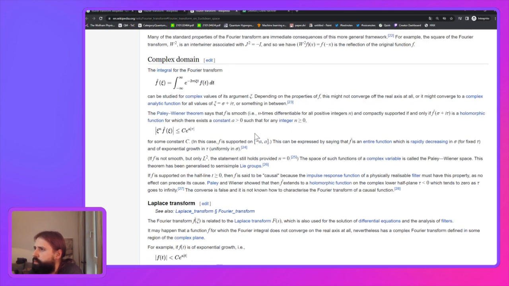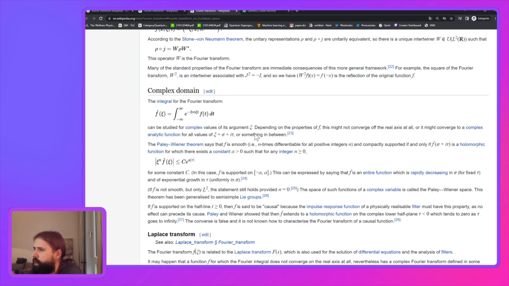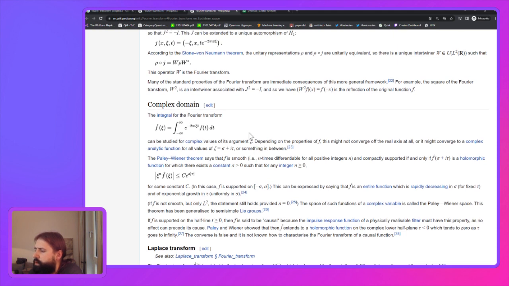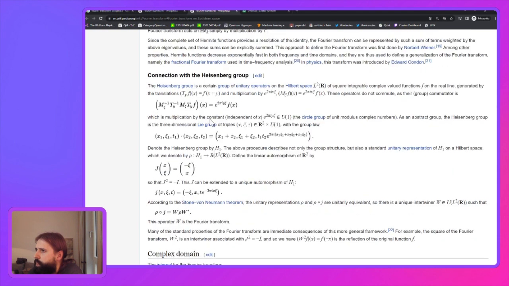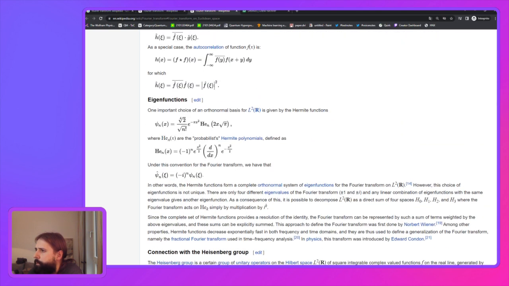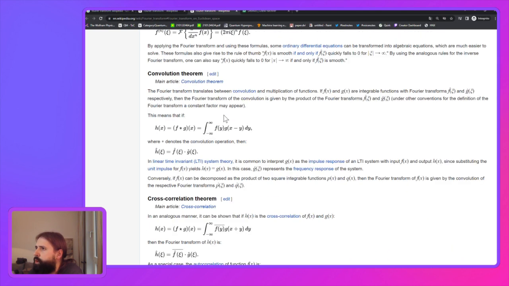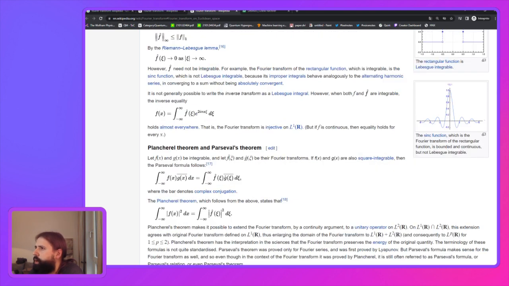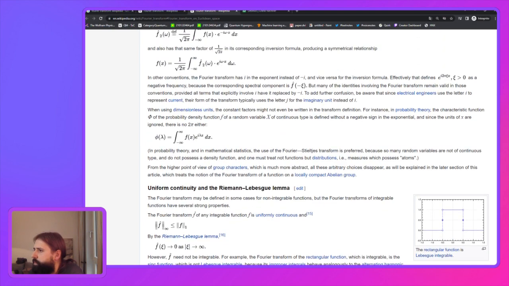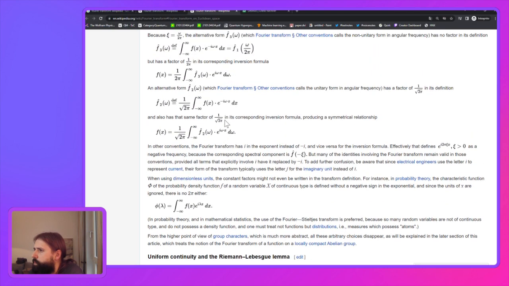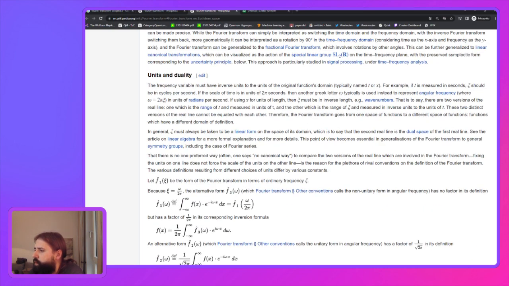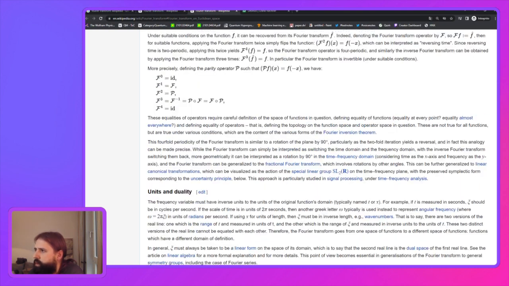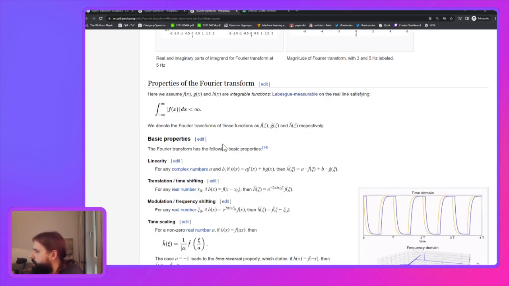Laplace transform, complex domain. Eigenfunctions. So where are we here? Fourier transform. Why does this ultimately have this e component to it? This is what still confuses me.